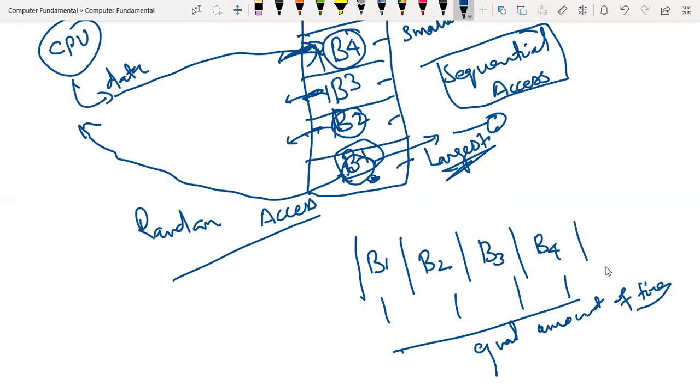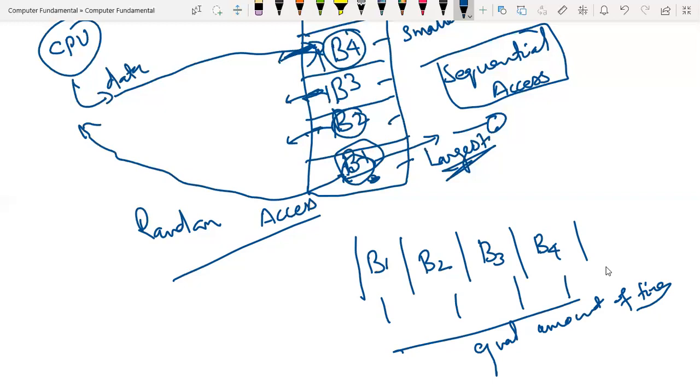In random access, taking any data from any location takes the same amount of time. That is random access. In sequential access, bringing data from different locations takes different amounts of time. So which one is better, random access or sequential access?